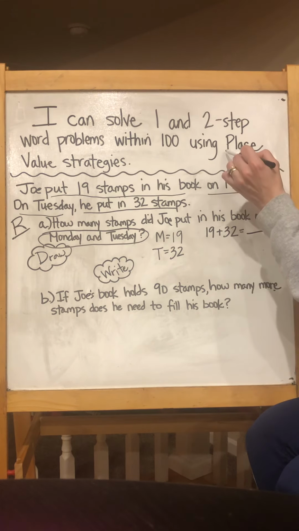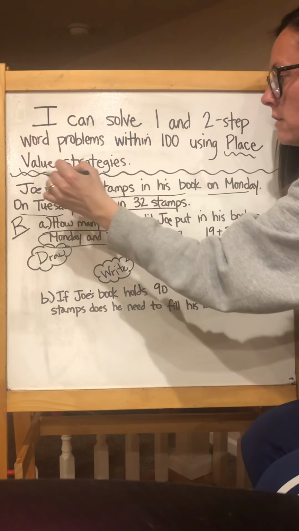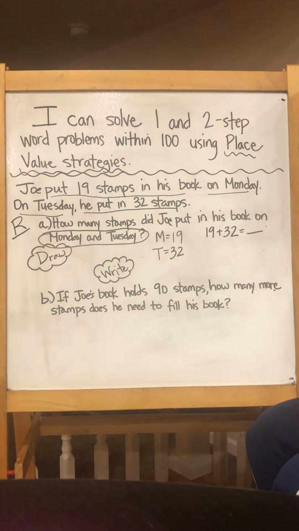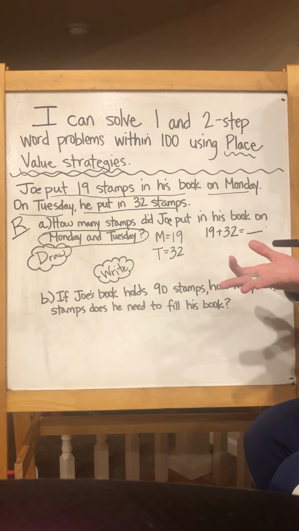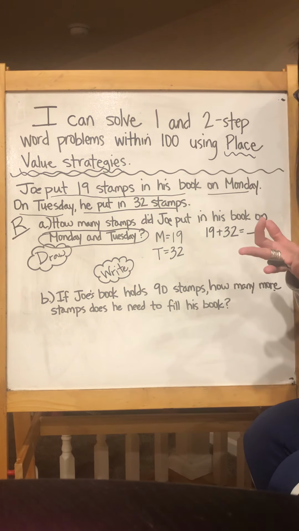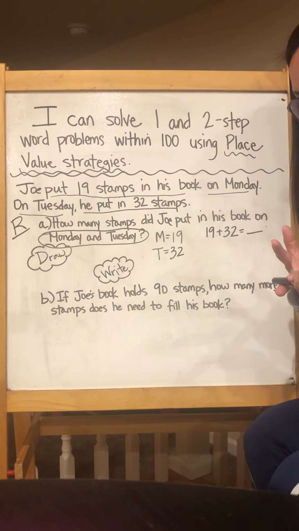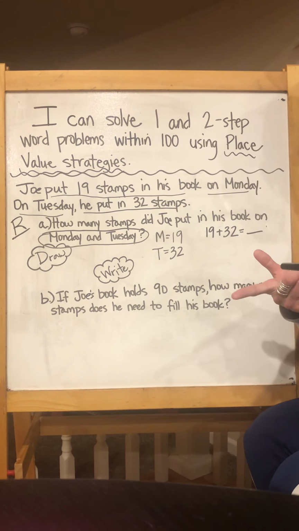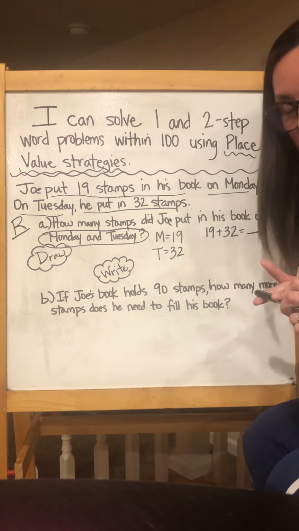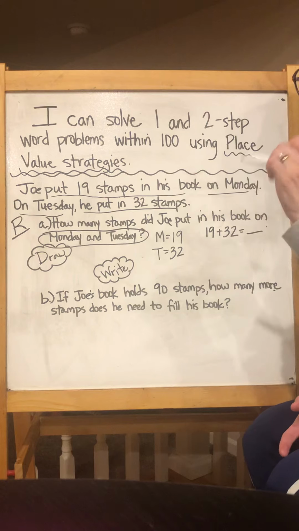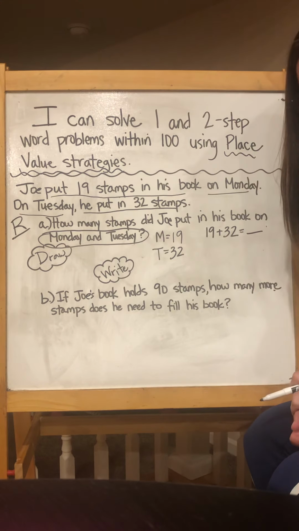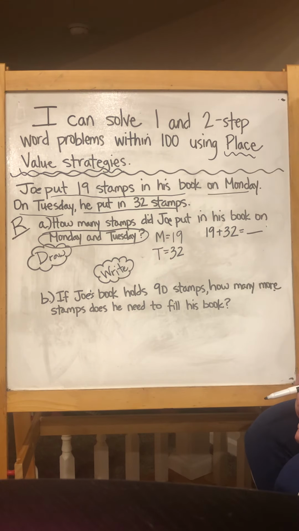Now I need to use a place value strategy to help me solve the problem and answer that question. So I know that I can use a place value chart. I know that I can use a number line. I know that I can use the arrow way. I know that I could use tally marks. Those are not as efficient a strategy because if I have to draw all those tally marks, I might lose count. So I'm going to make sure that I use a place value strategy.